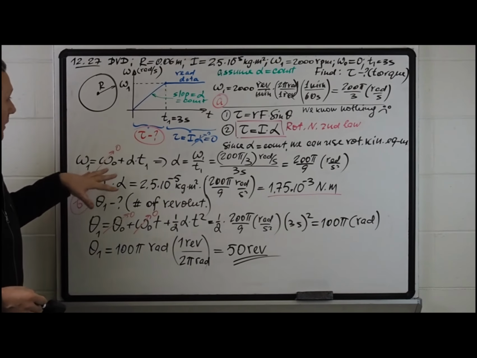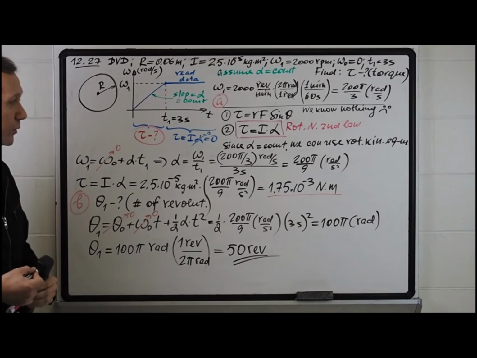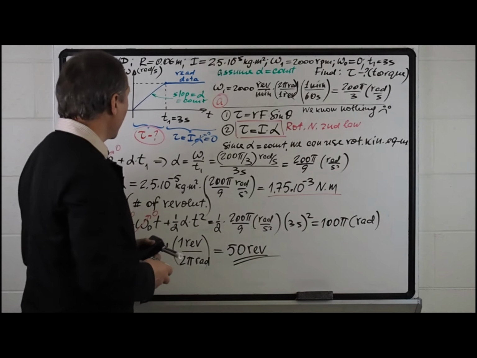And for part A, the torque which the motor applies to provide this acceleration is 1.75 times 10 to the power of minus 3 newton meters. So that's the problem.